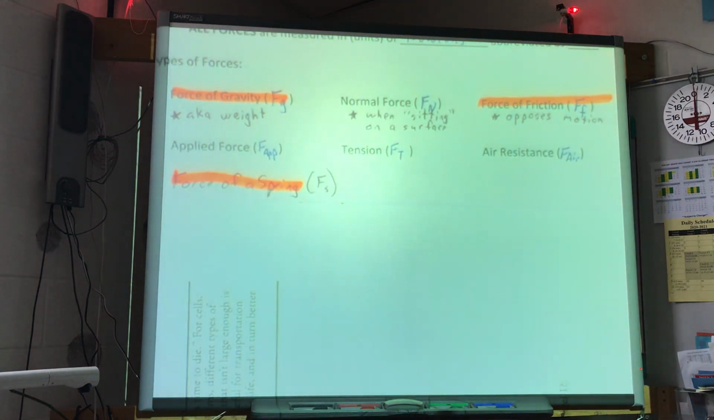Then going to the next row, I'll talk about some of those other things I've written under. Applied force is F app, or F AP. Tension is F of T. Air resistance, we do not do a lot with air resistance, but it's F of air. And the one you should add, because I forgot, is the force of a spring is F s.